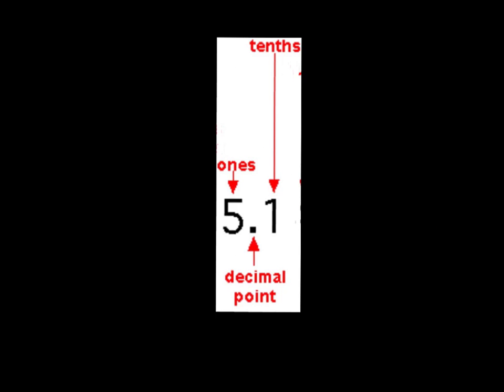How do we pronounce decimal numbers? Well, you always start with your whole number, and then you go to the last place value that's in your decimal. In this number, our whole number is 5, and you always say the decimal point as "and," and the 1 is in the place value tenths. So we would say this number as 5 and 1 tenth.